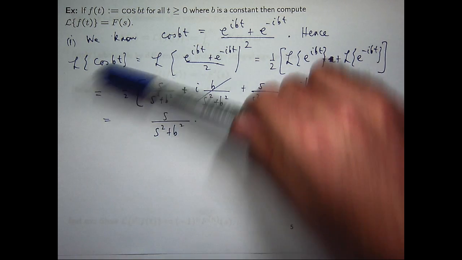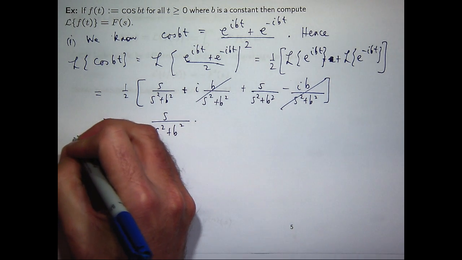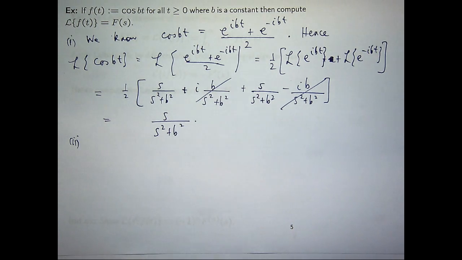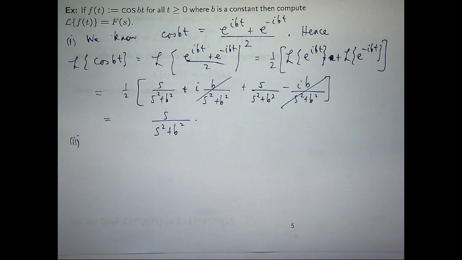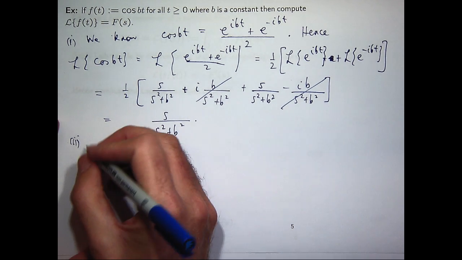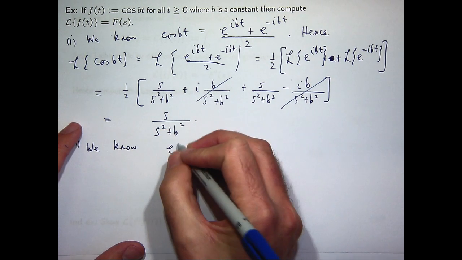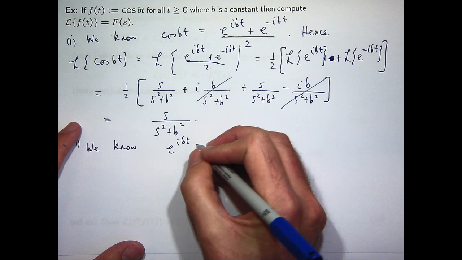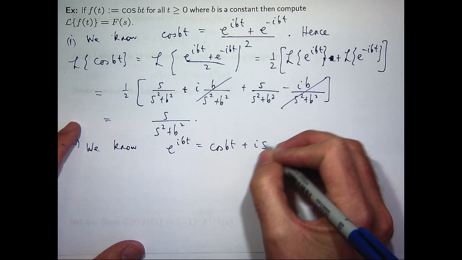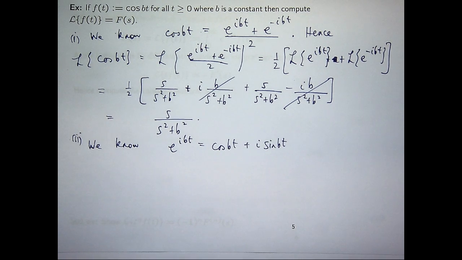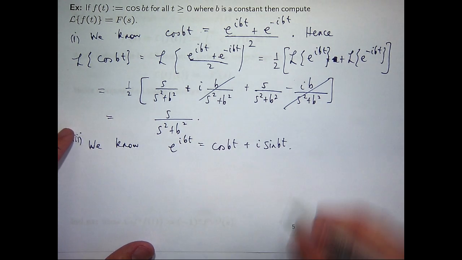So that's another way of doing it, using integration by parts. But let me show you another way of doing this, and we're going to use this thing down here. Now I know, again from first year, Euler's formula: e to the ibt equals cosine bt plus i sine bt. So let's take the Laplace transform of both sides.